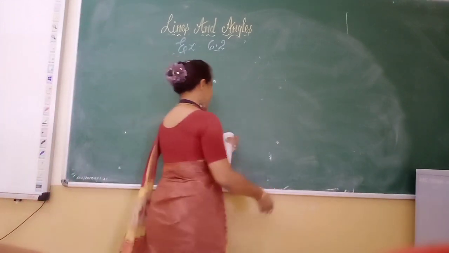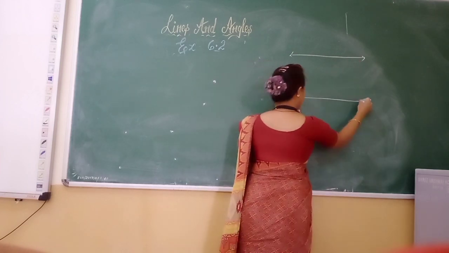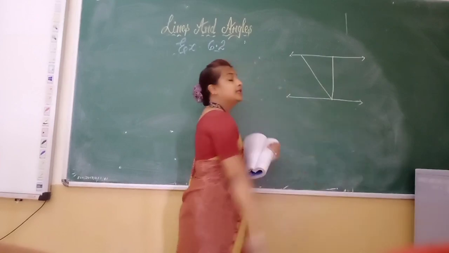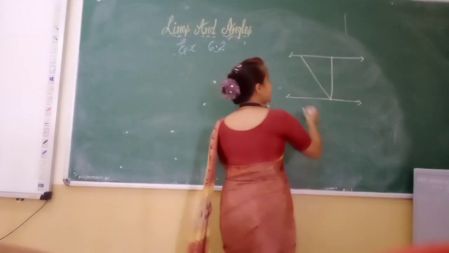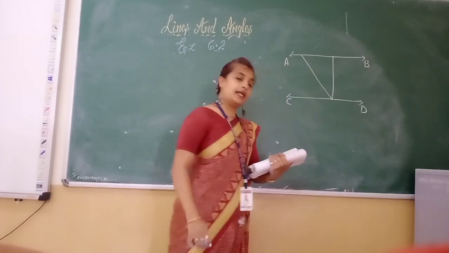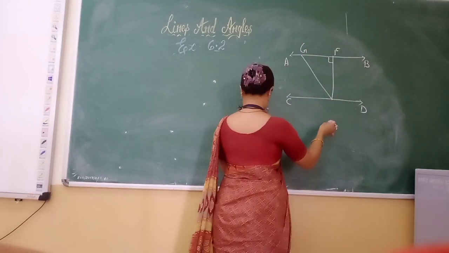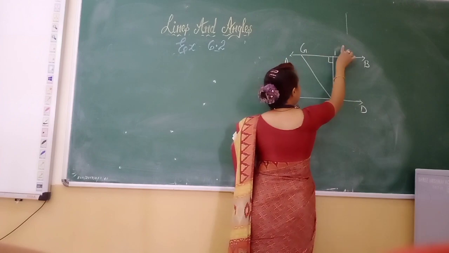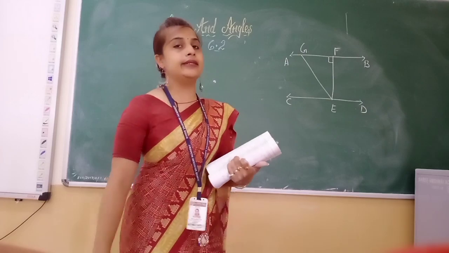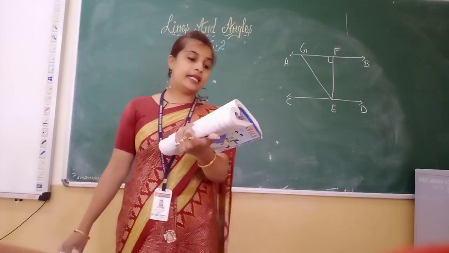Now the figure is given as this. This is the figure given to us. Here it is told that AB and CD are parallel to each other and EF is perpendicular on CD. EF is perpendicular on CD means the angle formed here is 90 degree.